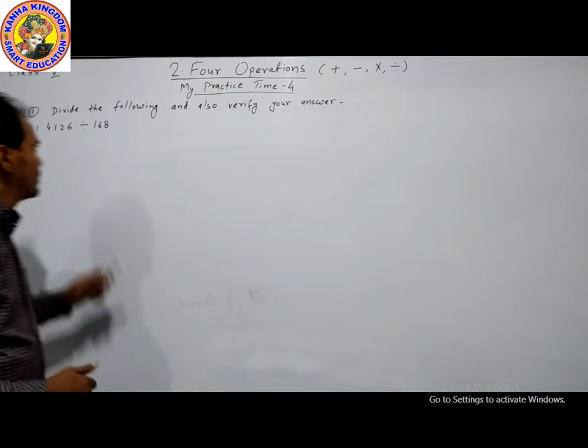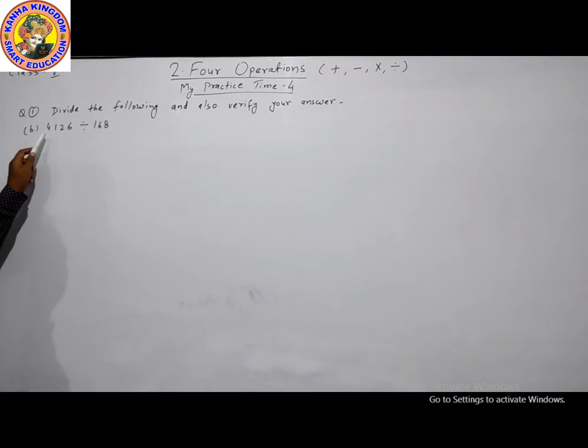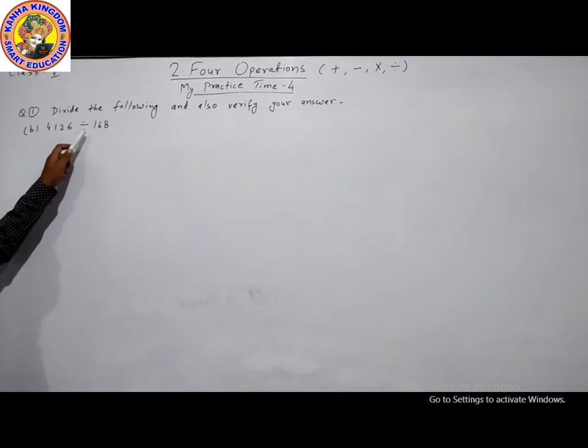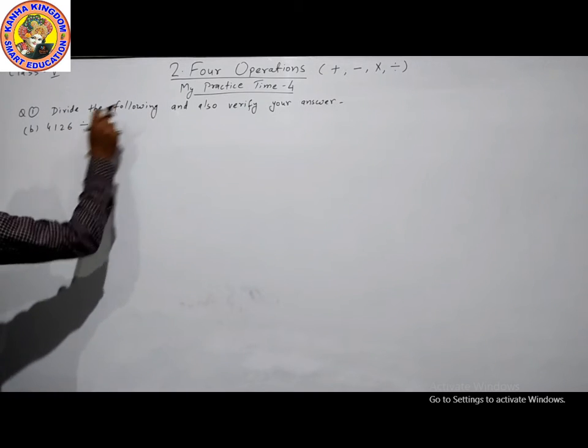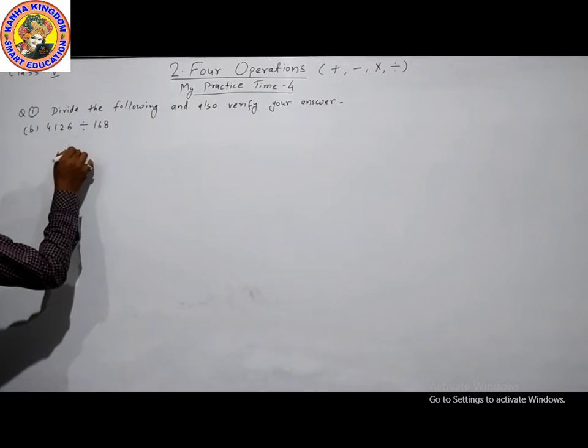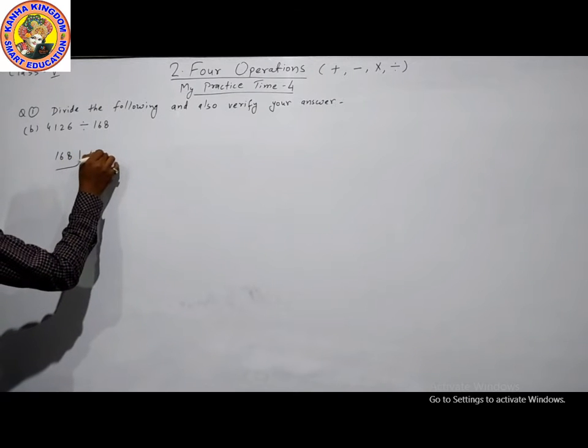In our next question, B: 4126 divided by 168. First of all, divide the following. We will divide the number 4126.